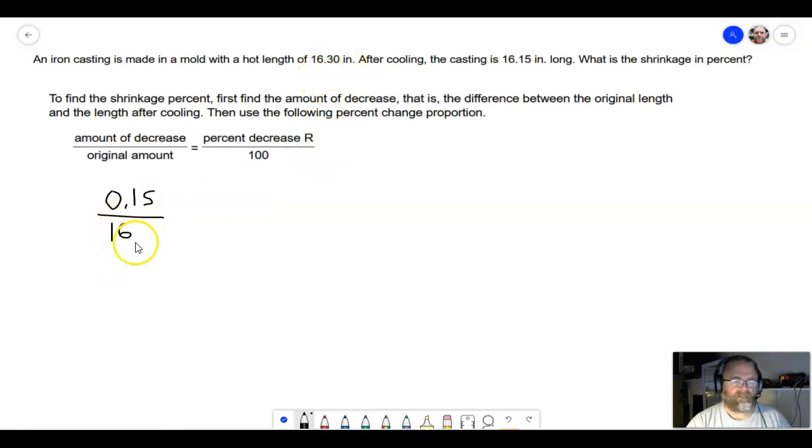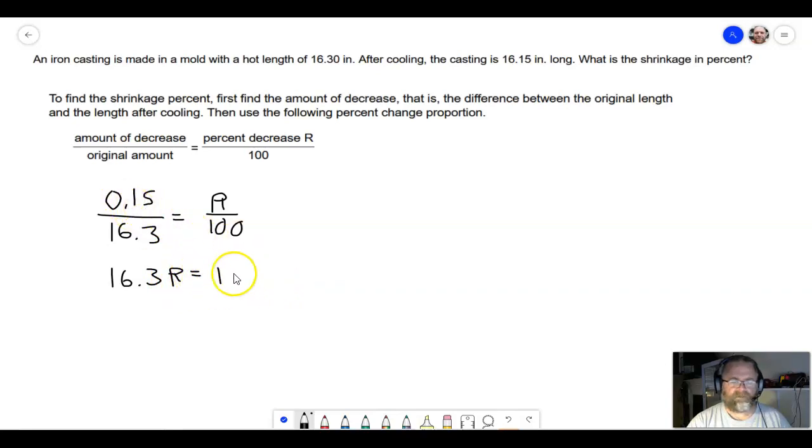So 16.3, and this is equal to the percent decrease here. That's what we want to know, all over 100. So now that we have the proportion set up, we're just going to cross multiply and divide. So 16.3 times R is equal to 100 times 0.15.